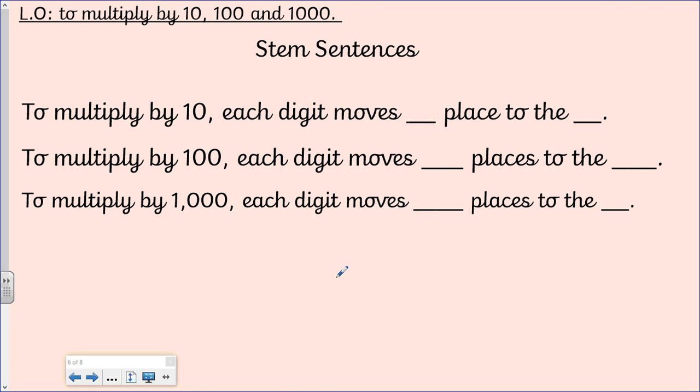So, to multiply by 10, each digit moves one place to the left. I should probably be typing that in. It would be easier, but I've got the pen ready. To multiply by 100, each digit moves 2 places to the left. And to multiply by 1,000, each digit moves 3 places to the left.